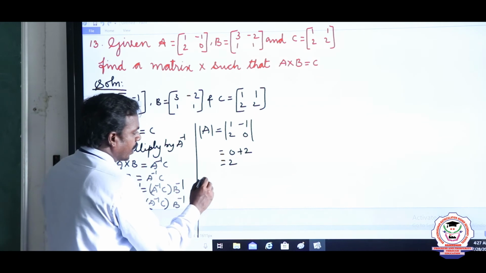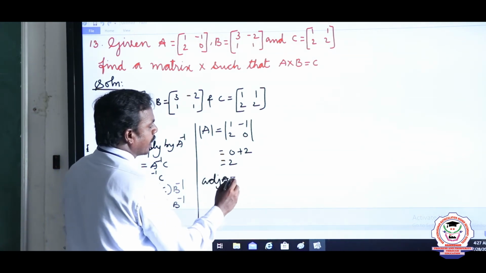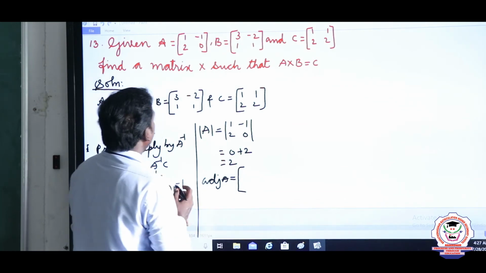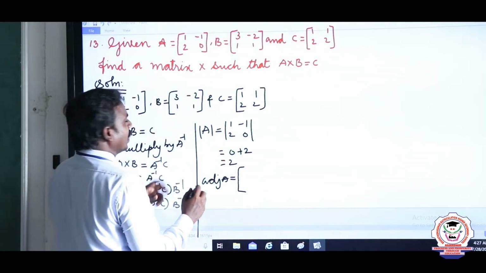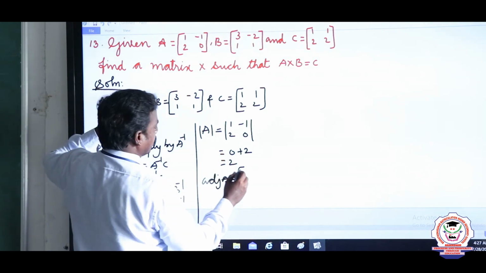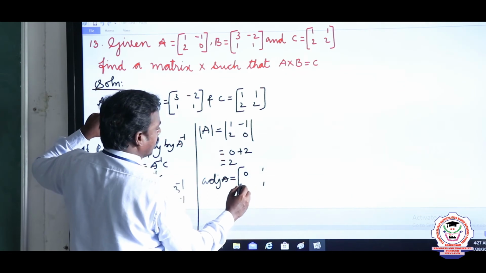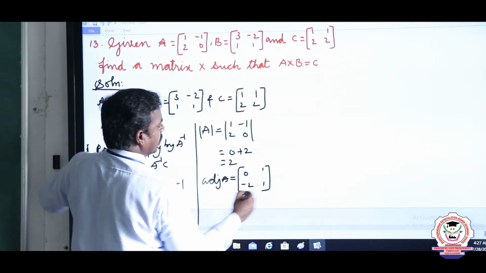So, adjoint of A in the 2 by 2 matrix is very simple. Change the leading diagonal values and change the sign of the other diagonal values. What are the leading diagonal values? 1, 0 and 0, 1. So, change the sign: plus 1, minus 2. So, this is adjoint of A.